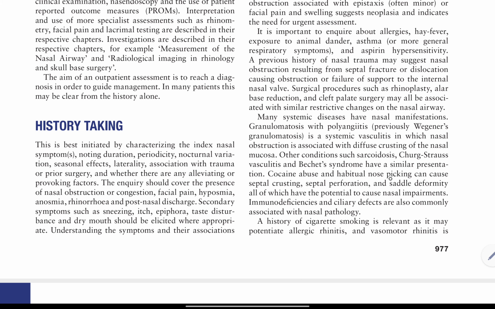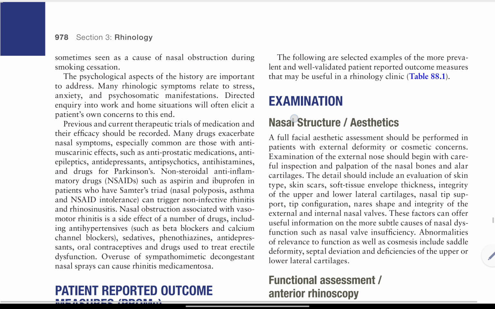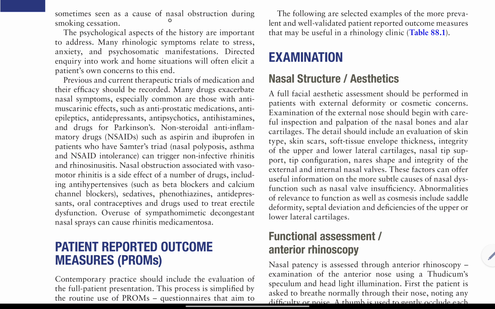Cocaine abuse and habitual nose picking can cause septal crusting, septal perforation, and saddle deformity, all of which have potential to cause nasal impairments. Immunodeficiencies and ciliary defects are also commonly associated with nasal pathology. A history of cigarette smoking is relevant as it may potentiate allergic rhinitis and vasomotor rhinitis. Nasal obstruction is sometimes seen as a cause during smoking cessation.